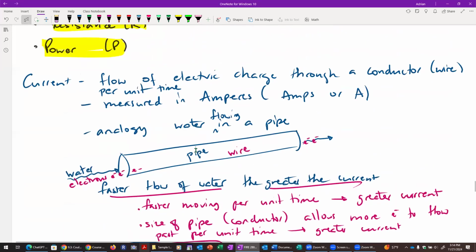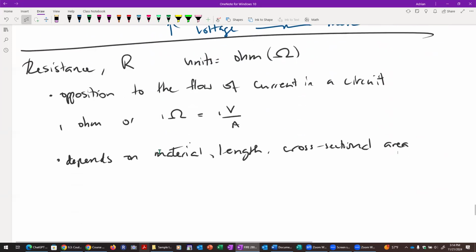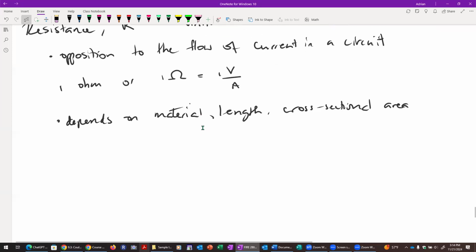So current is the flow of electric charge through a conductor per unit time. We have voltage, which is the potential difference between 2 points in an electric circuit that drives the flow of current. And you have resistance, which is the opposition to the flow of current in a circuit. Those three things are all related to each other by what's known as Ohm's law.